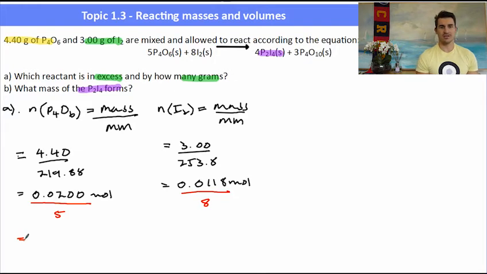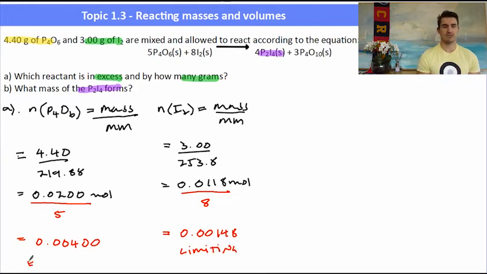and then I get a value that allows me to determine the limiting. So the value for P4O6 is 0.004 mole, and the value for I2 is 0.00148. That value is less than the value for P4O6, so that must be our limiting reagent. Our excess reagent is the P4O6.